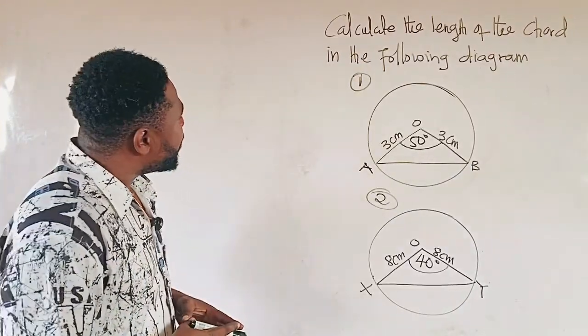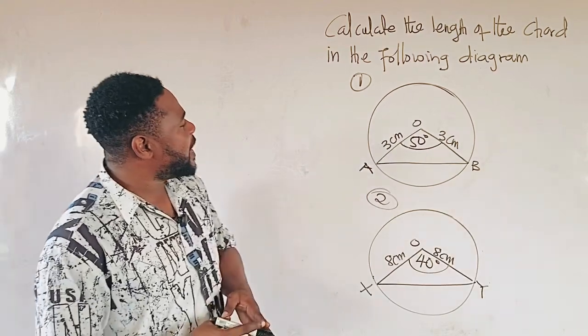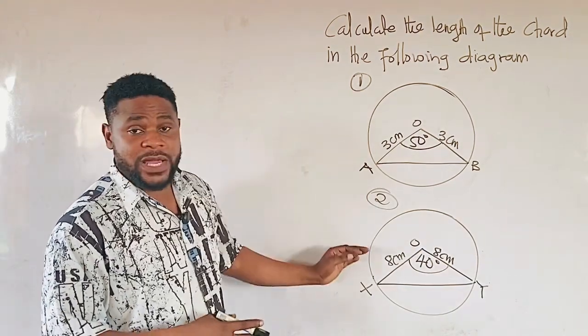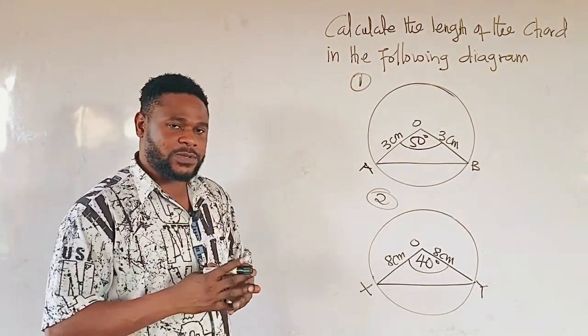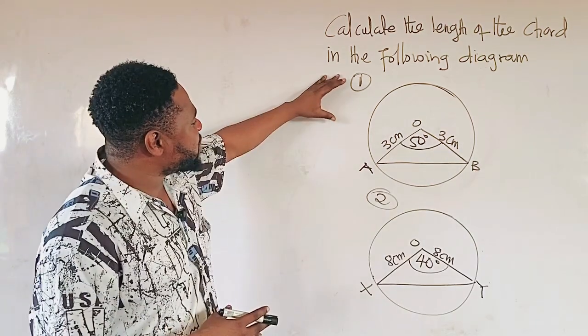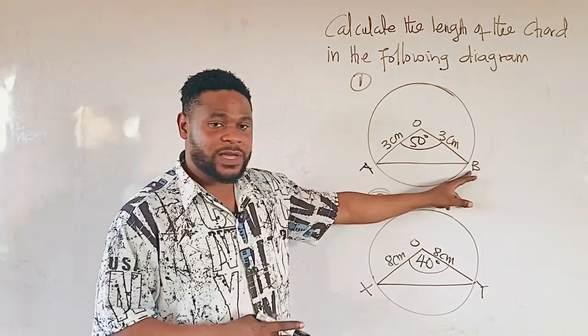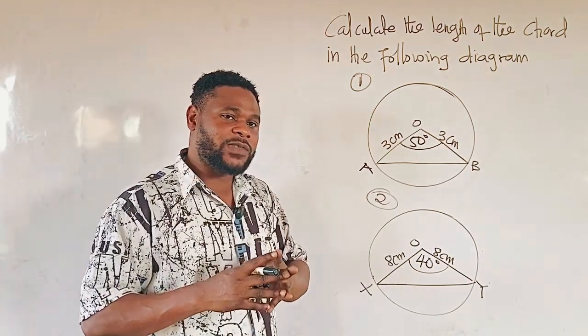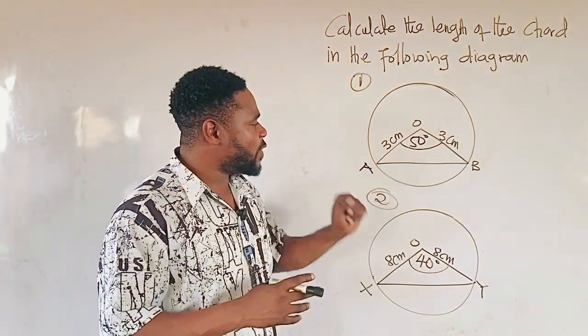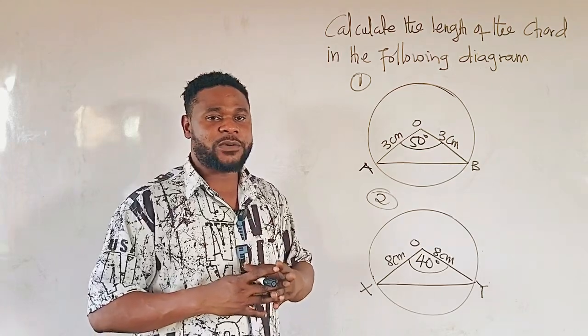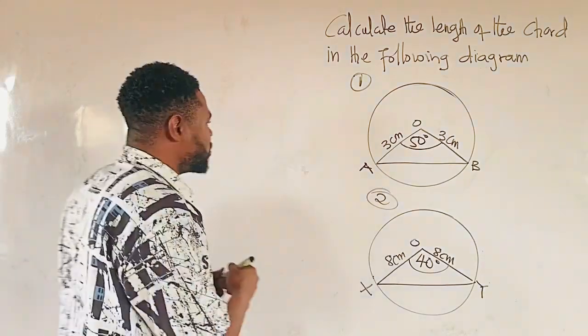Hi viewers, we want to look at how we can find the length of the chord in the following diagram. Let us look at question number 1. From question number 1, our chord in this diagram is AB. And for us to find the length of the chord, we find half of the chord and multiply it by what? 2. Let's see how we can do it.